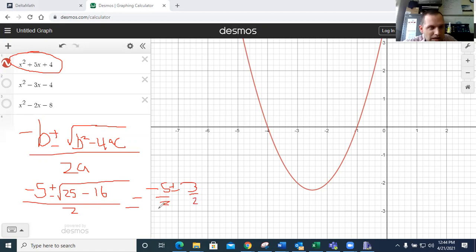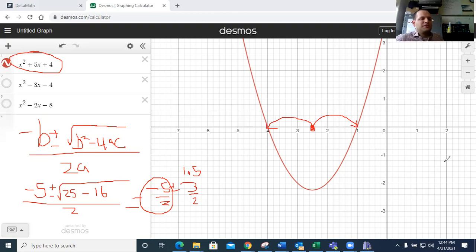I just split up the equation. We can do that. This negative 5 over 2 is negative 2.5, which is about right there. And now we're saying add or subtract 1.5. So if we go 1.5 this way, it gets us to negative 1. If we go 1.5 this way, it gets us to negative 4. So that 1.5 is right in the middle.